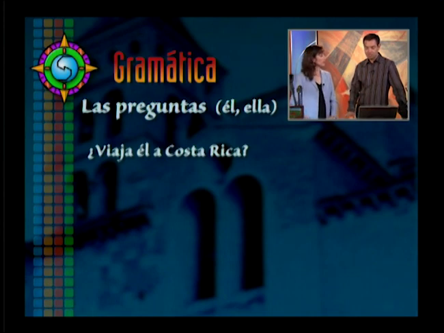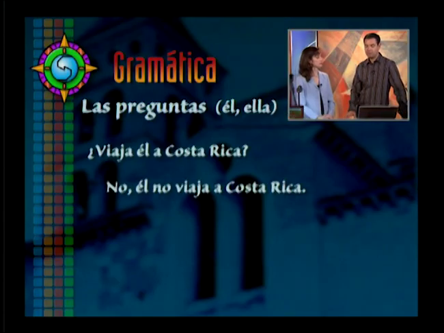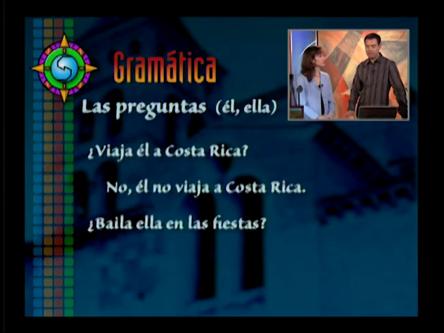All right, so now let's practice the él and ella form to ask questions. So now we're not going to ask about you and I, we're going to ask about somebody else, a third person, other people. Él o ella, he or she. Okay. So I will ask you, ¿viaja él a Costa Rica? Él no viaja a Costa Rica. No, él no viaja a Costa Rica. Muy bien.